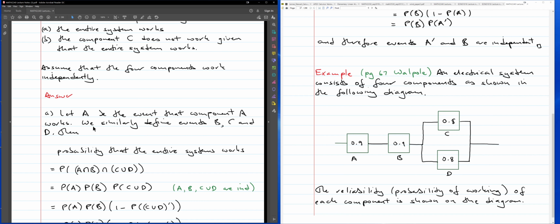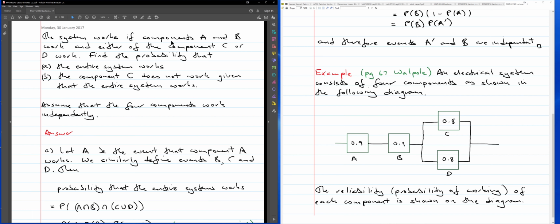Okay, so we're going to use events here. We say A is the event that this first component works, and similarly, B is the event that component B works, and likewise we define events C and D. So the probability that the entire system works is the probability of A intersect B. How you want to read this is that A is working and B is working, and then C or D is working, which is what's described over here.